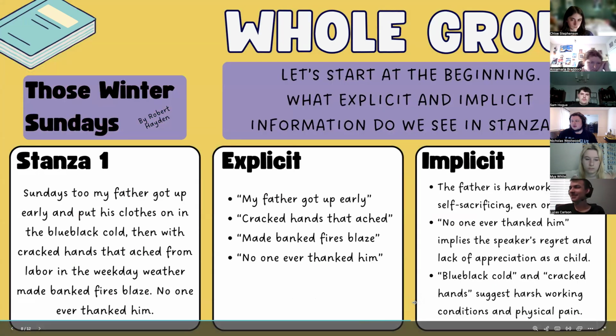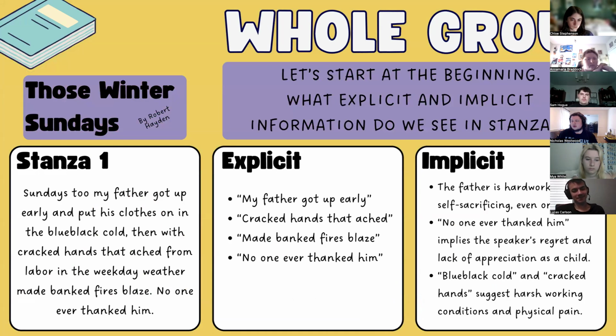So we'll start at the beginning with that first stanza. What kind of explicit and implicit information do we see? So when we look at it, the father got up early, right? That's something we can see with our own two eyes. He has cracked hands that ached.